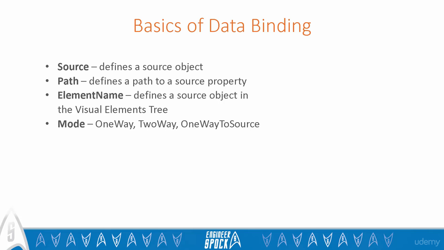OneWay mode is a mode when updates go only in one direction, from the source to the target, e.g. from the source property Address of a Person class to the target Text property of a TextBlock. TwoWay mode is a mode when updates go in both directions, from the source to the target and vice versa. OneWayToSource mode is the same mode as OneWay, but the other way around. Updates go from the target to the source.